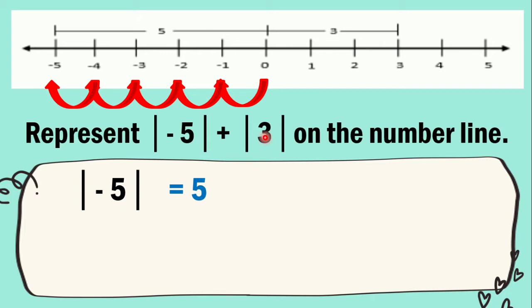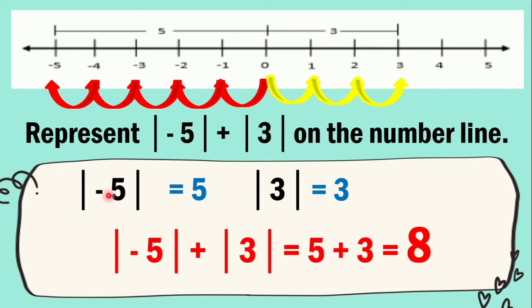Next, how about the absolute value of positive 3? So how far is positive 3 from 0? So 1, 2, 3. So we have 3 units. The absolute value of positive 3 is 3. So we have 5, the absolute value of negative 5, and we have 3, the absolute value of positive 3. So 5 plus 3, we have 8.